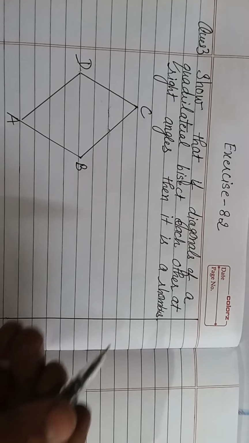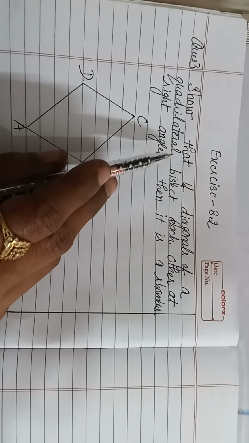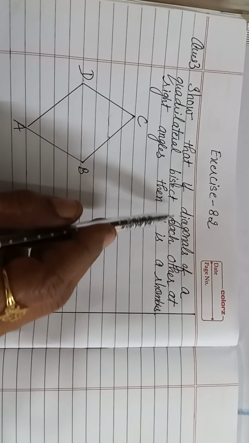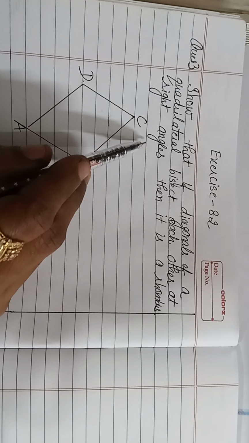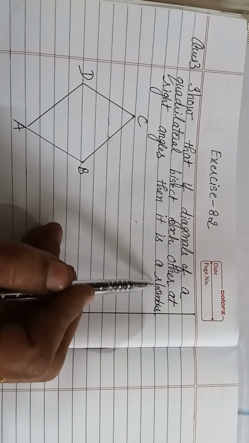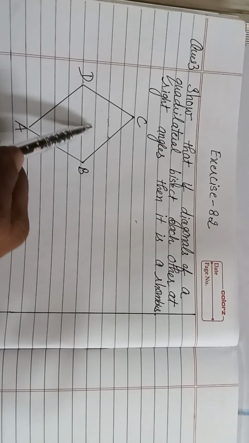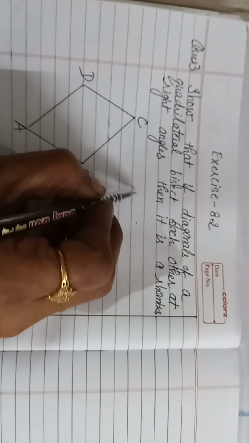Dear student, today we are going to do question 3 of exercise 8.2. The statement is, show that if diagonals of a quadrilateral bisect each other at right angle, then it is a rhombus. So we are proving it a rhombus. So let's make the diagram in the shape of a rhombus. So what have been given to us?